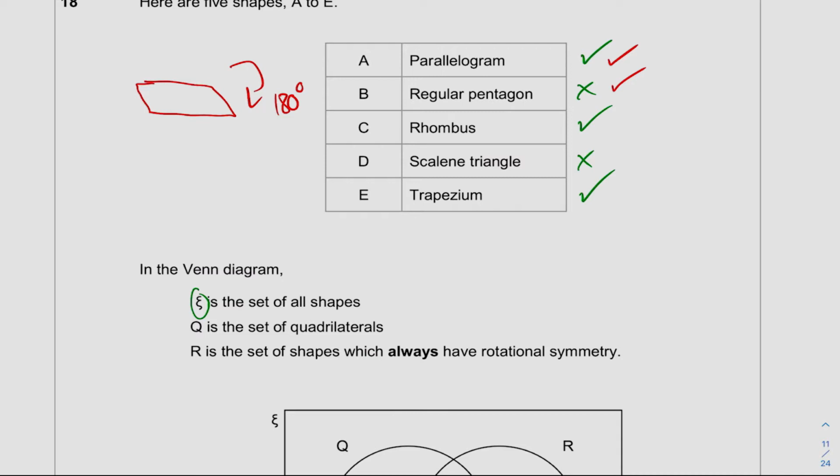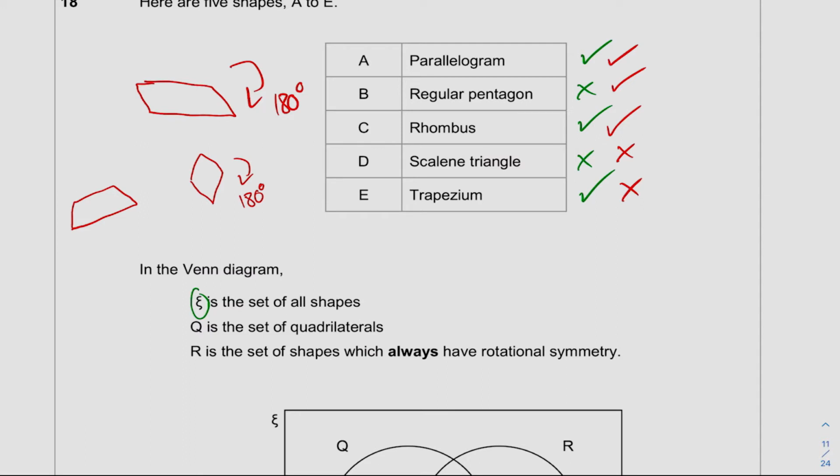A rhombus, let's consider a rhombus, so it's essentially a diamond. And again, we can rotate 180 degrees and we get the same shape, so a rhombus does. A scalene triangle doesn't, because it's got no symmetry. And a trapezium, if we consider a standard trapezium, something like this, we can't rotate this apart from 360 degrees, which is a full turn, to get the same shape, so a trapezium doesn't.